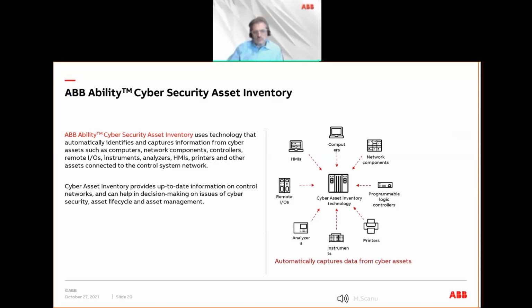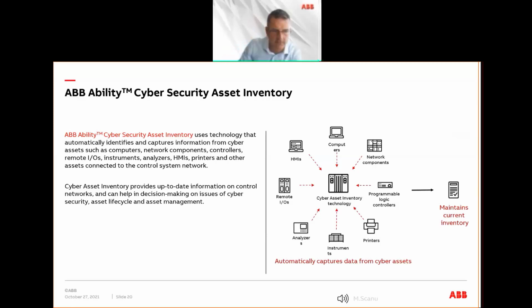So it's our ABB Ability Cybersecurity Asset Inventory. It's a tool that is not intrusive, that you can insert in your system, and it automatically detects everything that is connected to your network. If you have a broad distributed network all over the plant, the system will detect automatically if any unknown item is connected. This is done using one functionality in the switch, the SPAN port, so the mirroring of the traffic. In this way, the system maintains an up-to-date asset inventory.